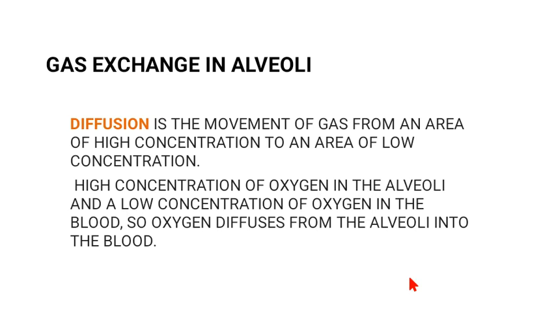Due to respiration occurring in our body cells, deoxygenated blood contains a large quantity of carbon dioxide. So carbon dioxide from the blood diffuses into the alveoli, where its concentration is low, and from the alveoli, carbon dioxide is exhaled outside.